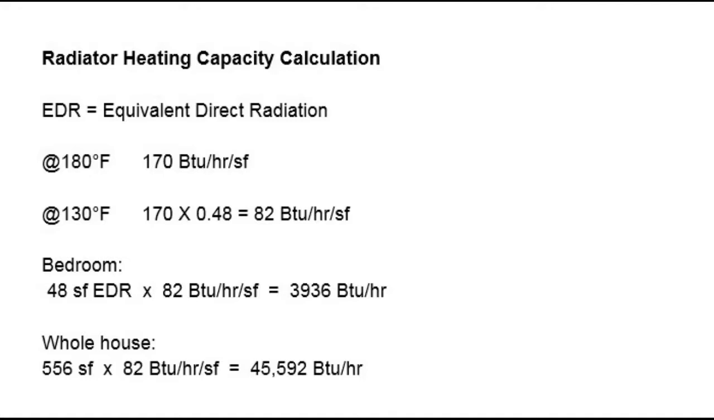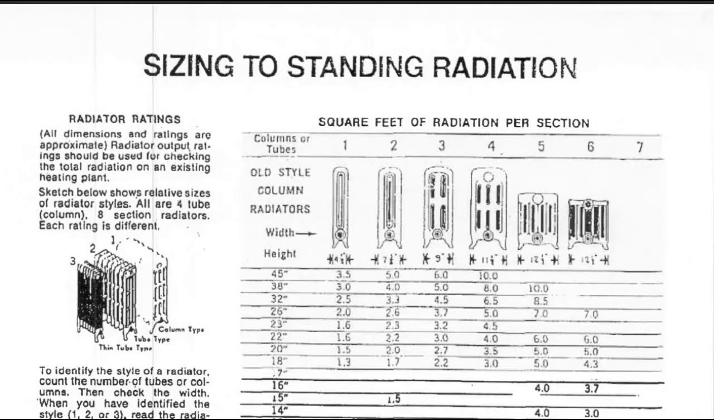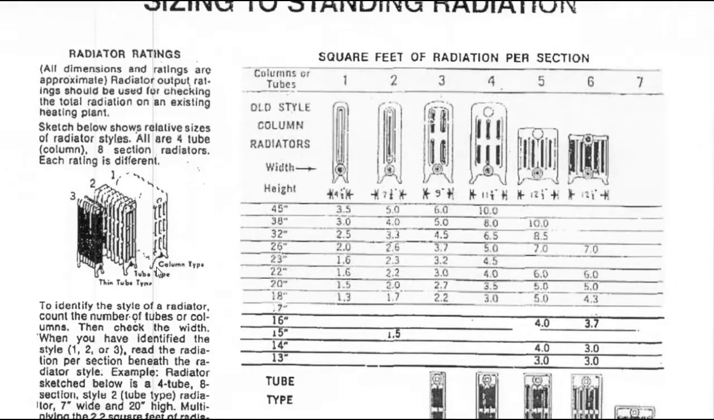Now you need to estimate the amount of heat distributed by each radiator at the maximum heat pump temperature, typically about 130 degrees. Radiators are characterized by their equivalent direct radiation, or EDR, which is the size of a flat surface that would emit the same amount of heat as that radiator, expressed in square feet. There are numerous charts and indeed whole books available listing EDR for various radiator types. Here's a chart I found on the Slant Fin website.